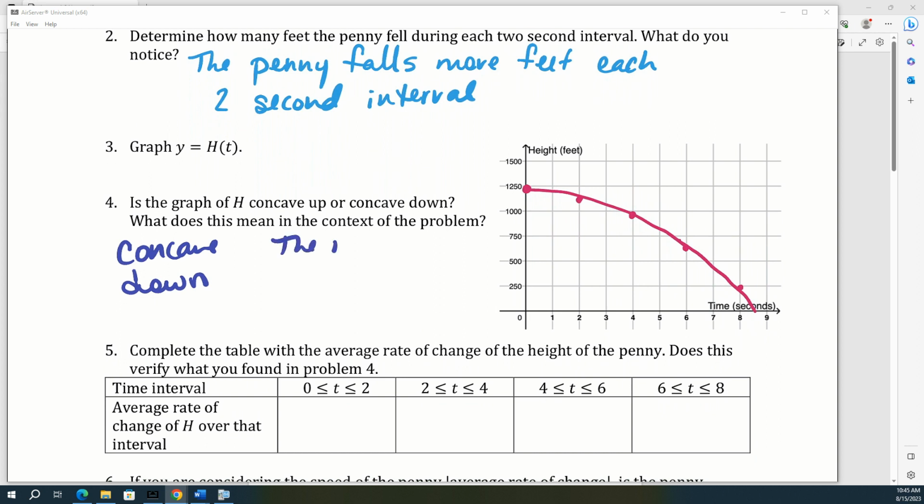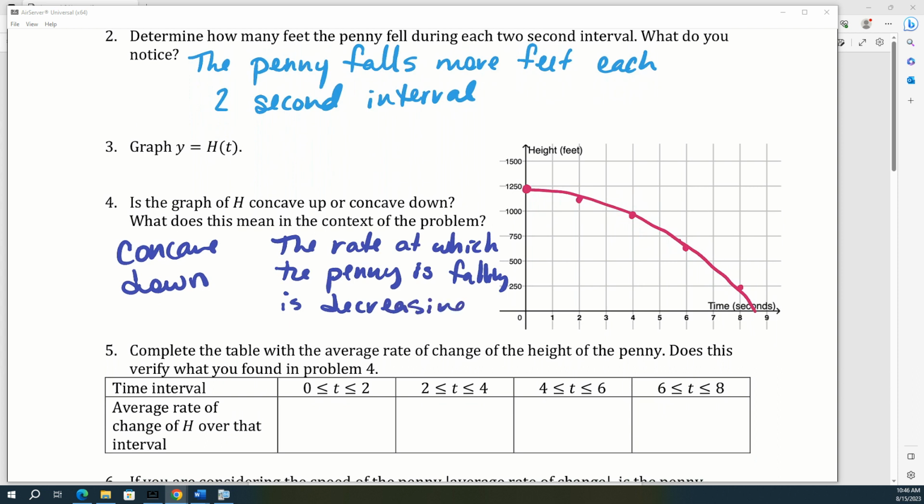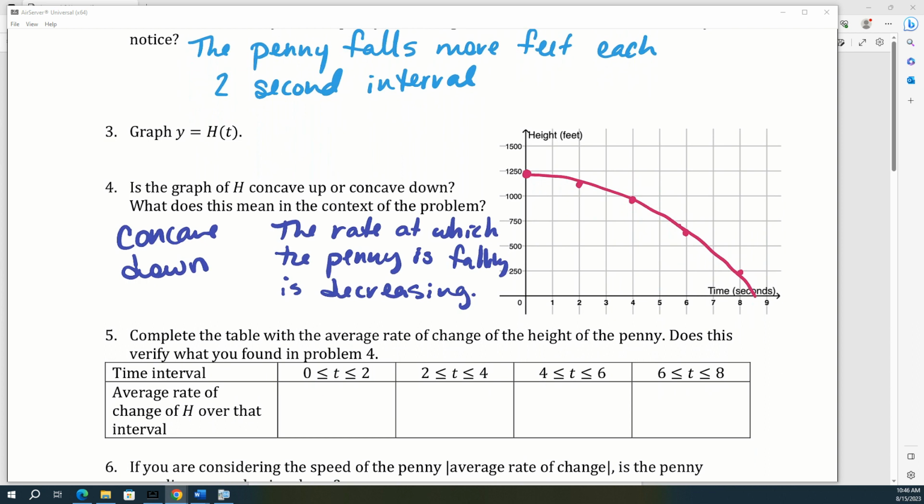So the rate at which the penny is falling is decreasing. And that seems like that's not true, but it technically is true when you're looking at negatives. So the rate of change everywhere on this graph is negative, basically because of gravity.